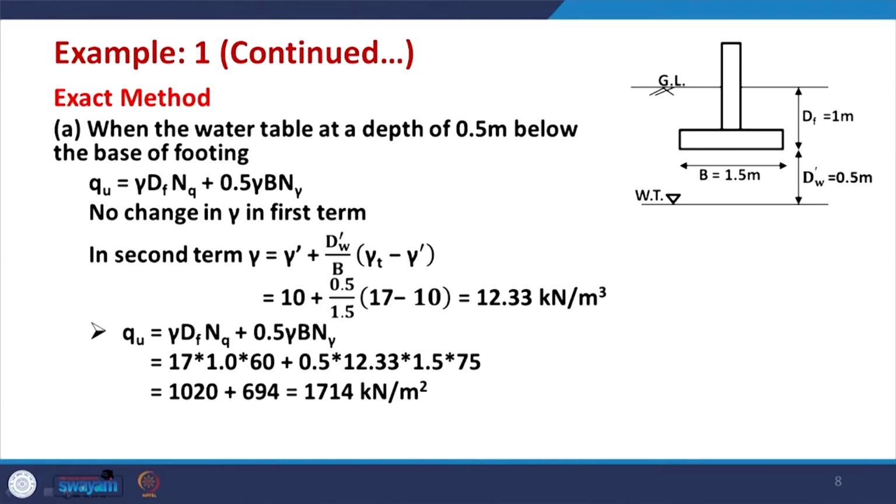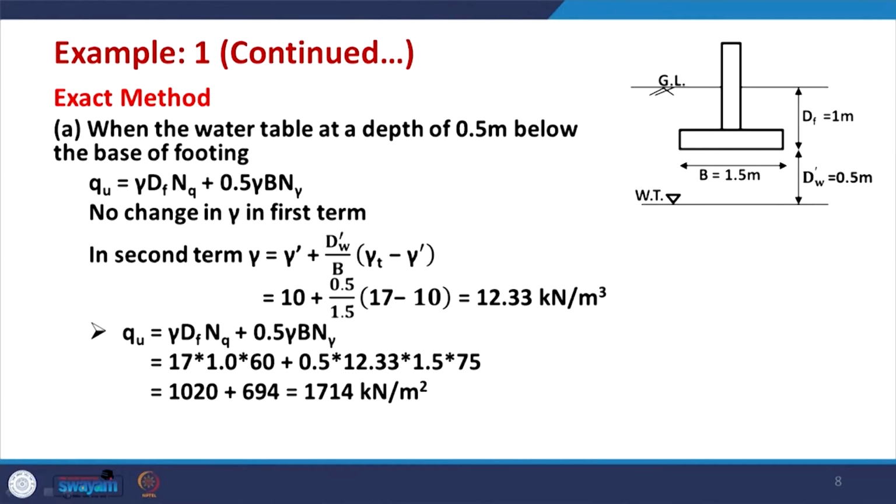And I can tell you that this will be easier than the approximate method. Even the name is approximate method, but that is not going to be simple. So, let us talk about the exact method. In case of the exact method, ultimate bearing capacity is given by this relation.